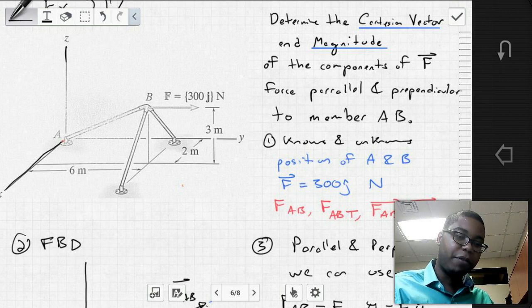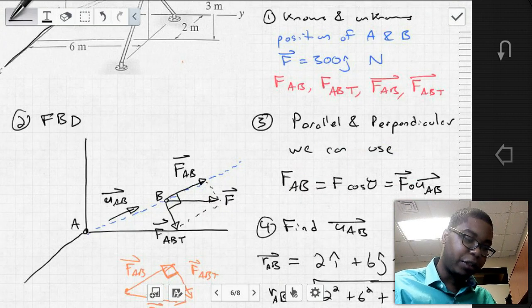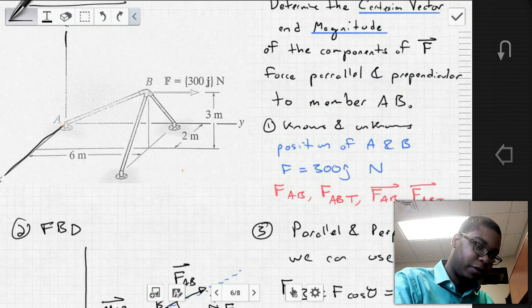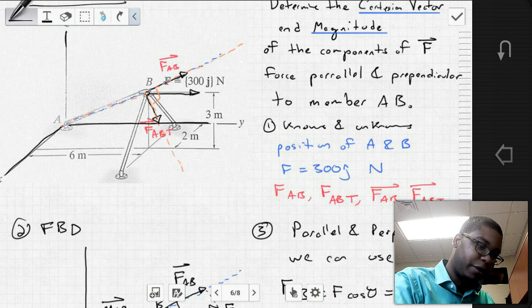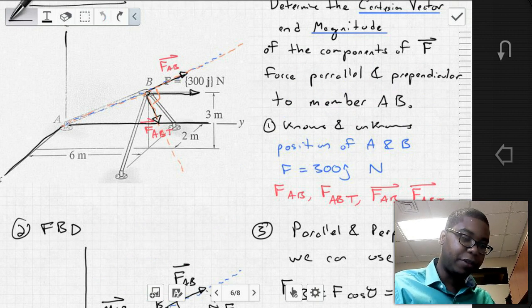And then also we want to find them in the Cartesian vector form, because that's what the problem asks us to do. So let's go ahead and add back this information here.